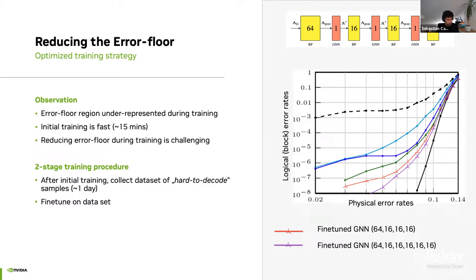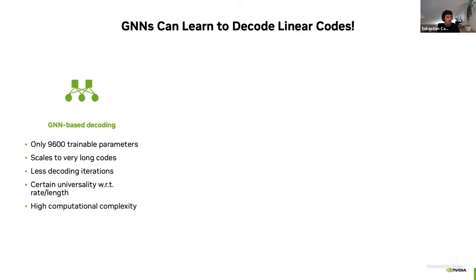Yeah, with that, I'm pretty much at the end of my talk. So let me quickly summarize. First of all, we can learn to decode linear codes and it actually scales quite well. And we use the graphs, so we learn over the graph essentially. We tend to need fewer decoding iterations compared to classical BP, at least for some codes.